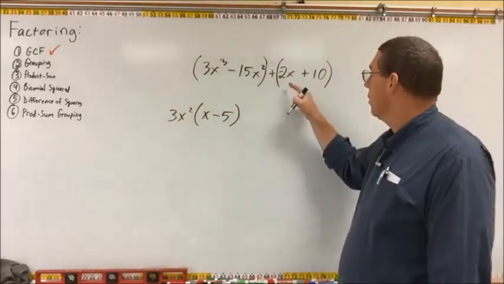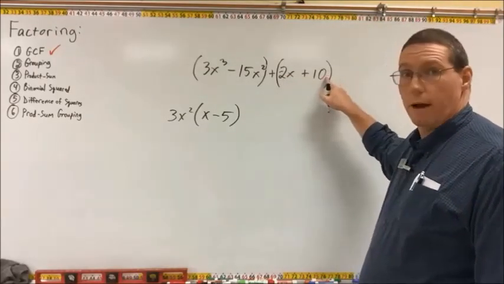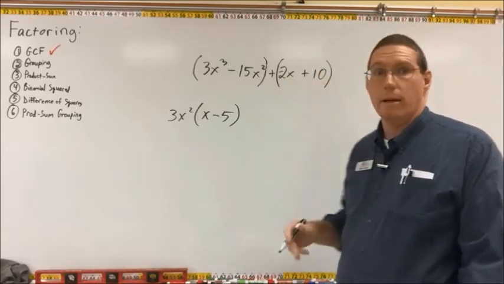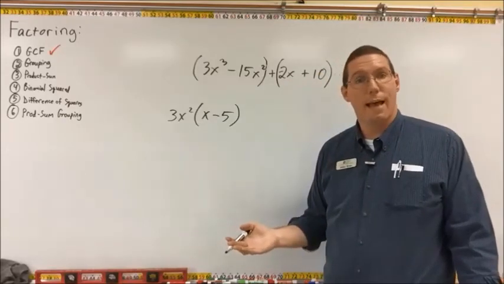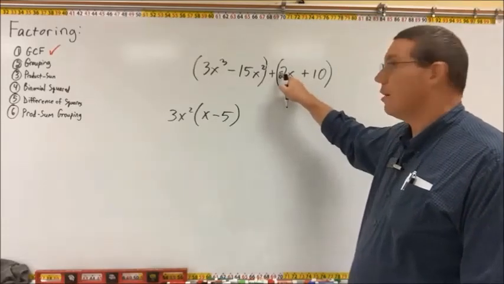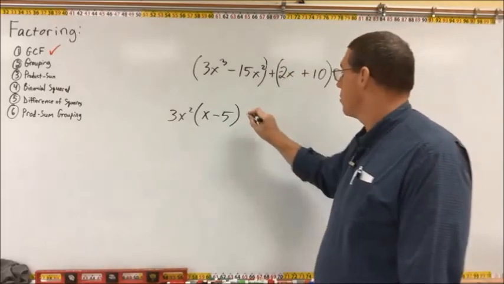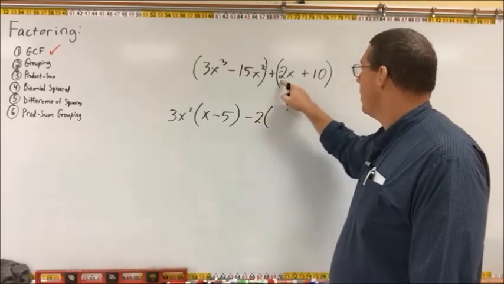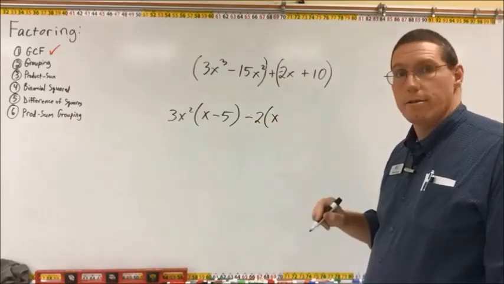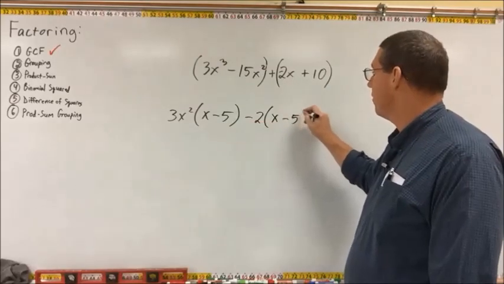Now over here, the greatest common factor, there's no variable over here, right? No x, so we're not going to take an x out. There's a 2 and a 10. Well, what goes into both 2 and 10? 2 does, right? And our lead coefficient here is negative, so we're going to take out a negative 2. So negative 2, and then negative 2x divided by negative 2 is x. 10 divided by negative 2 is negative 5.